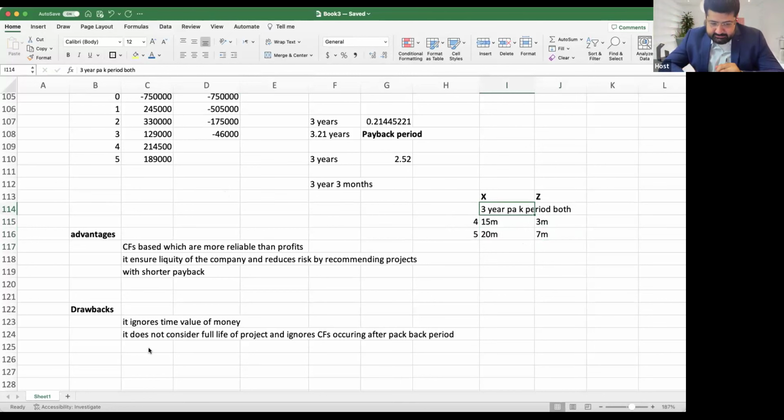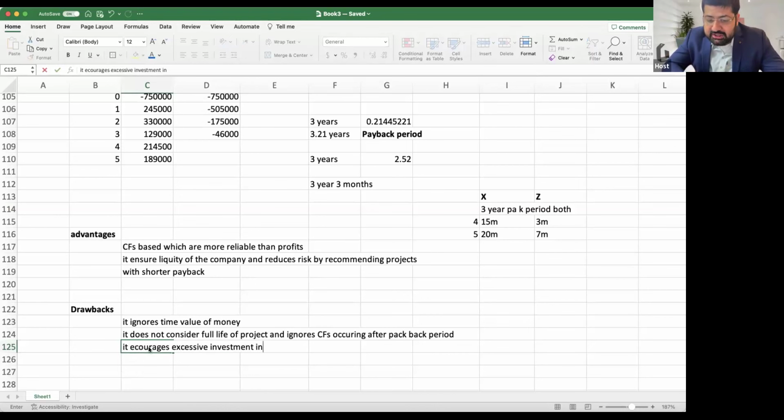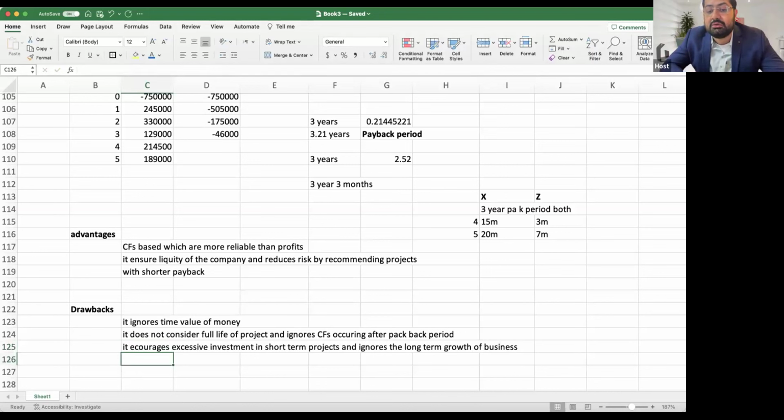Next, students, it encourages excessive investment in short-term projects and ignores the long-term growth of the business. It ignores the long-term growth of the business.